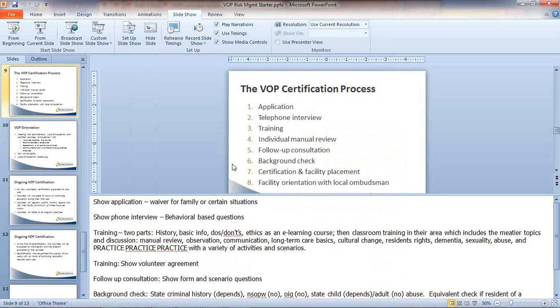We cover all of the meaty things in the classroom training, all of our policies. We practice observation and communication skills, culture change, residents' rights, dementia, sexuality, abuse. And we also do a number of scenarios, and we work up to them. We'll present a scenario: here's what's happening in a facility. How do you think you'd respond? We do that as a large group, and we break it down into small groups. And then the last thing we do with that exercise is have them role play it.